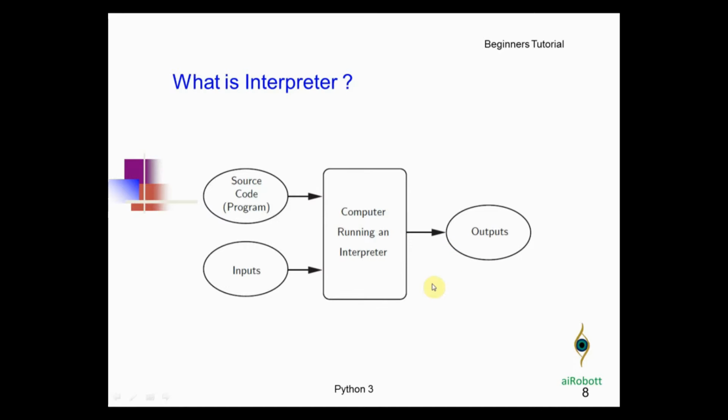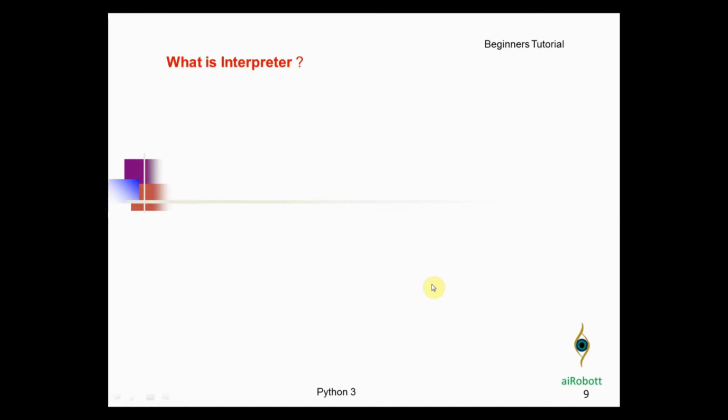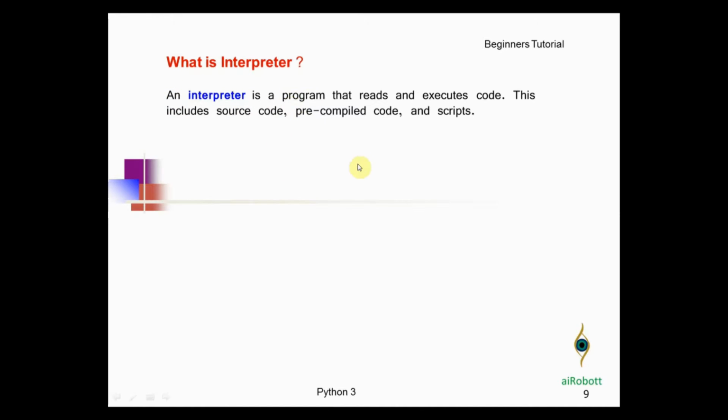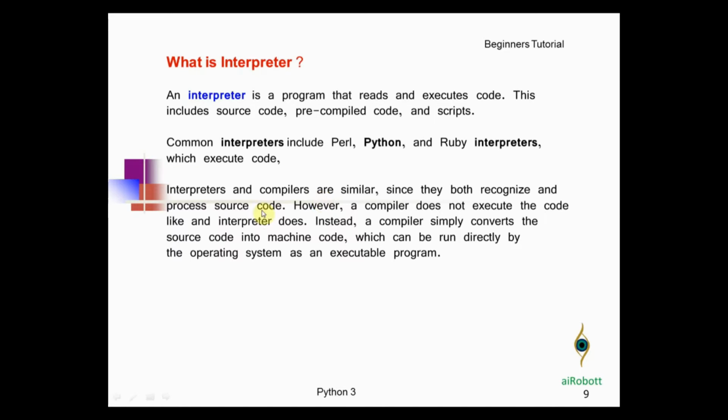Let's see the meaning and definition of the interpreter here. An interpreter is a program that reads and executes code. This includes the source code, pre-compiled code, and scripts. Common interpreters include Perl, Python, and Ruby interpreters, which execute your source code.